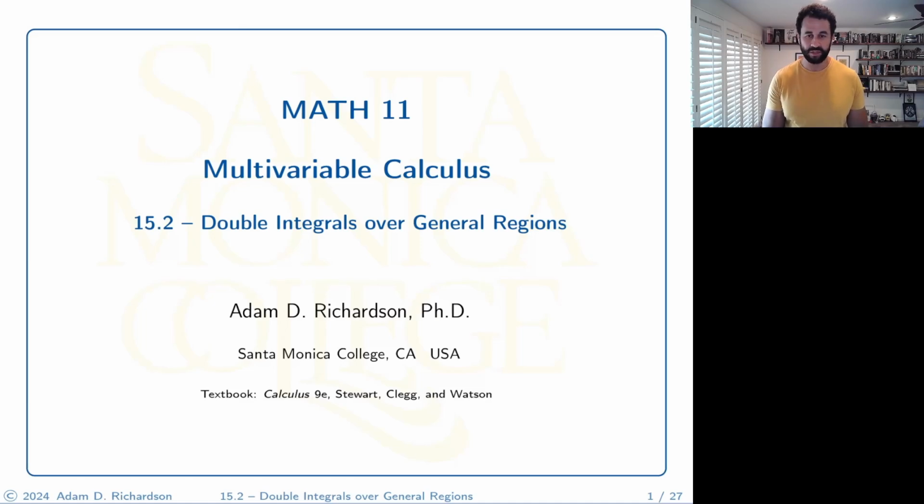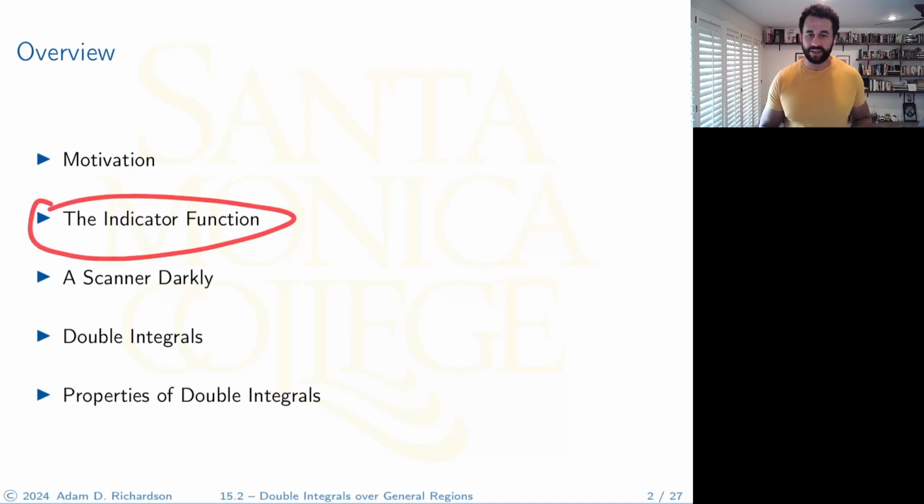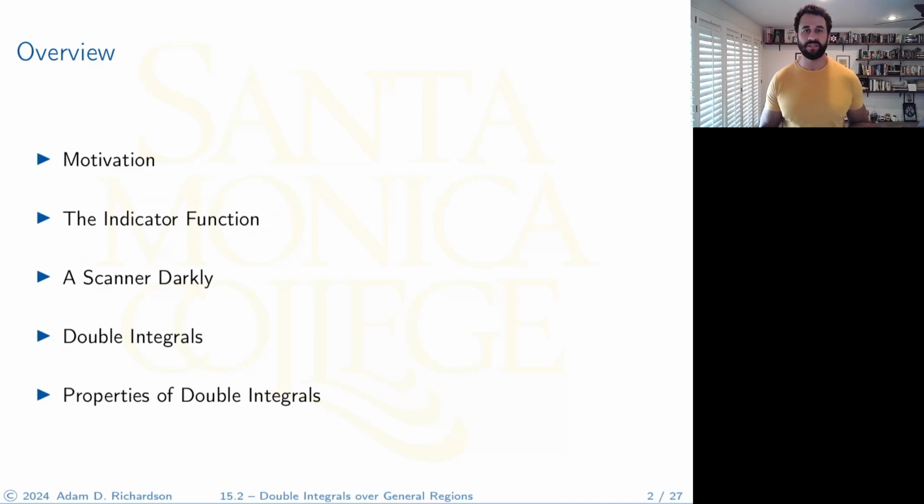Here we go, 15.2. We'll start with some motivation. You might be able to guess the motivation just based off of what I said. We're going to talk about something called the indicator function. This is a pretty simple function that's good to keep in mind. It gets used a lot. I titled this subsection "A Scanner Darkly" because we're going to talk about deciding how you want the integral to scan your regions. The integral is like a scanning machine that's adding things up. Then we will do some double integral examples, and then we'll finish up with properties of double integrals.